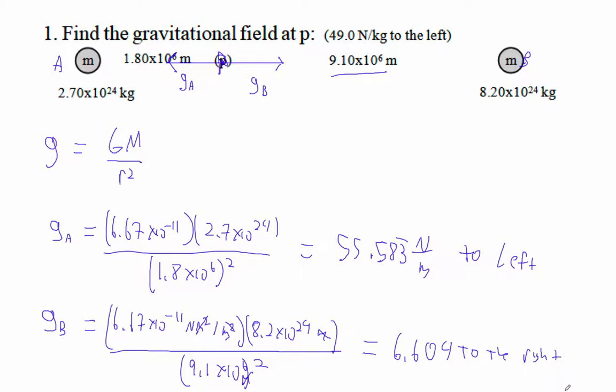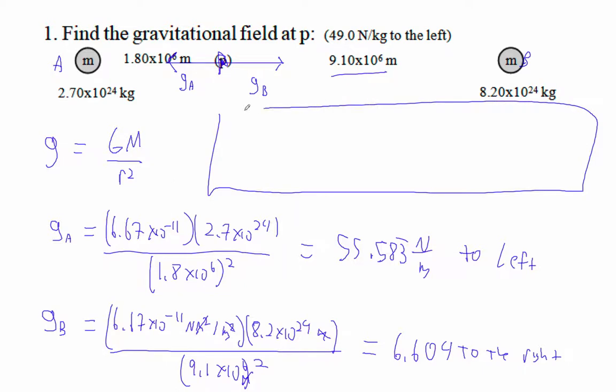All right, so now, drum roll please, we must do the final calculation, okay? I'm going to make the to the left negative, I'm going to make to the right positive, that's what I always do. Okay, so the total gravitational field is going to be negative 55.583 plus 6.604, right? This is just this guy and this guy, right? I'm making this one negative because it's to the left. And this one's positive because it's to the right, okay?